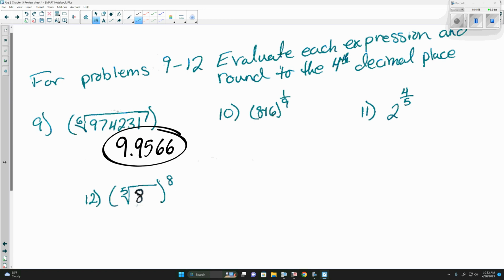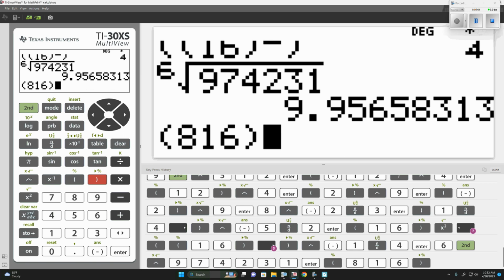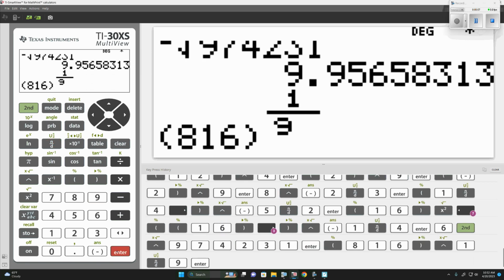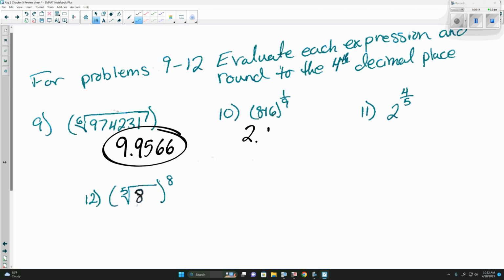We could do the next one, 816 to the 1/9. In parentheses, 816 to the 1/9 is 2.1063. The number after the 3 is 0, so we just get 2.1063. Any questions on any of these? Are we ready for the next set?